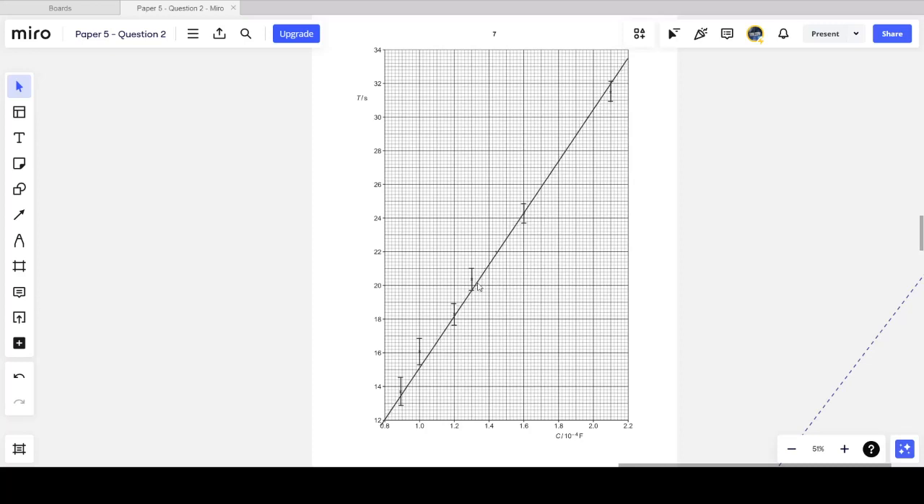But anyway, when you have your graph, your line of best fit plotted, again, remember your line of best fit should balance the number of points you have. If you look at my line of best fit, it does pass through a few of the points.